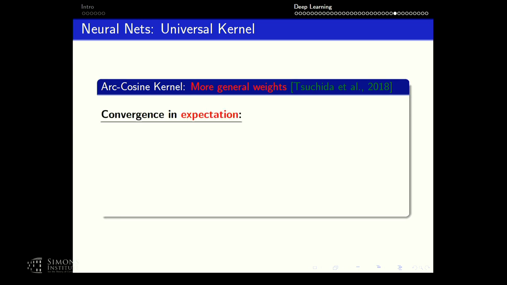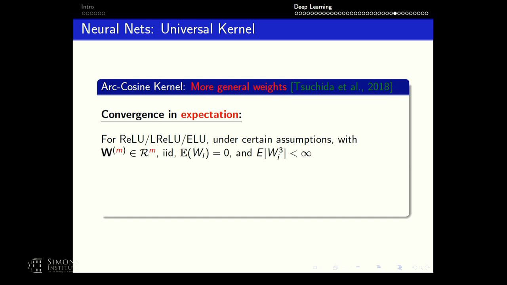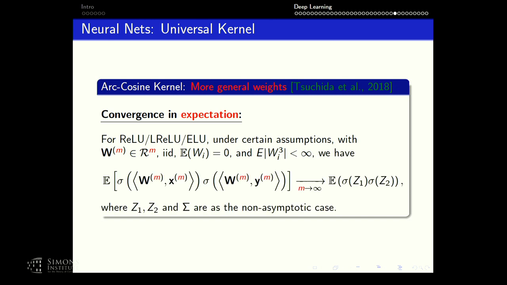This is a little bit weak. We can also get convergence in expectation, not for every activation function, but for these three classes that are actually more relevant these days anyways. And under similar assumptions, we can get that the actual kernel will converge to the arc-cosine kernel as m goes to infinity.